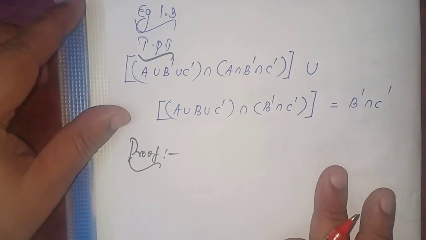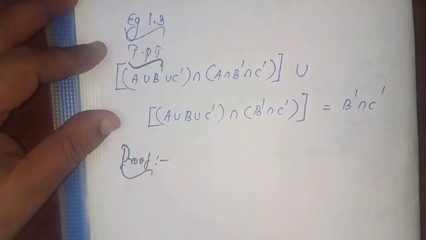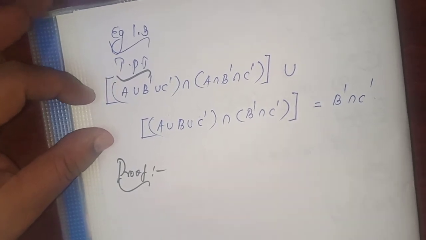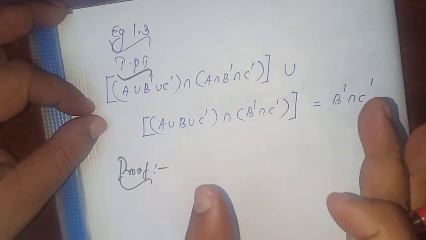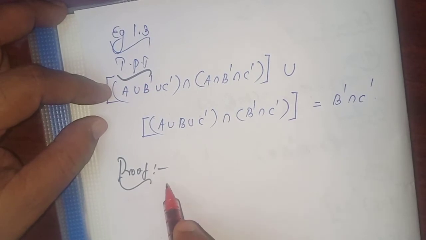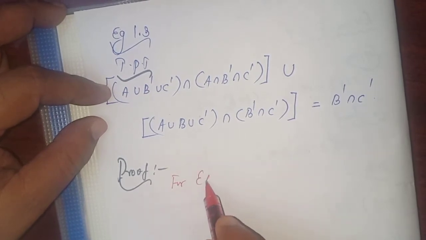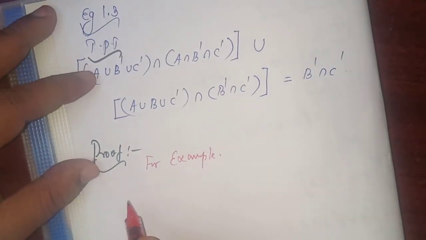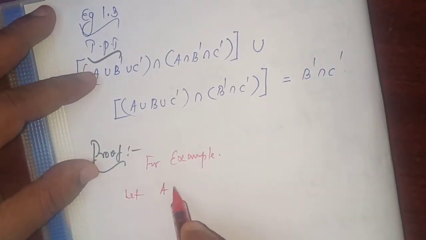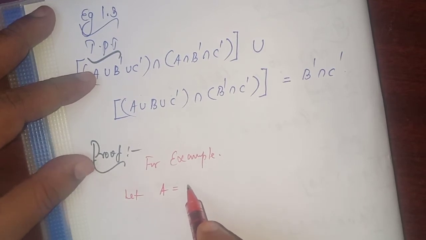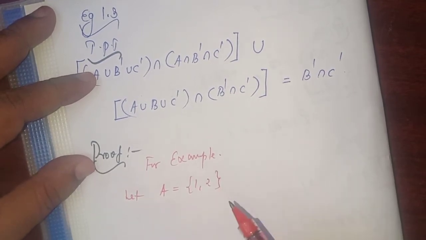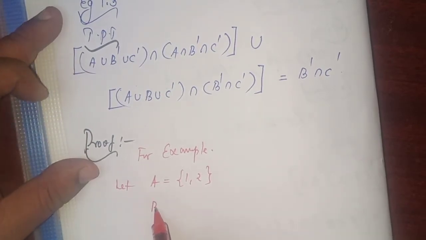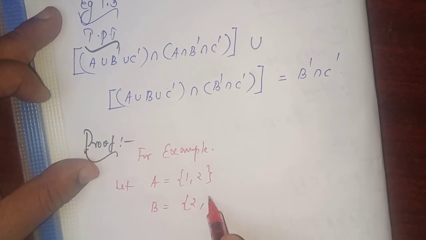For proving this result, I take an example. If we understand that example, the proof will be very easy. For example, let me consider set A that is equal to {1, 2} and B that is equal to {2, 3}.